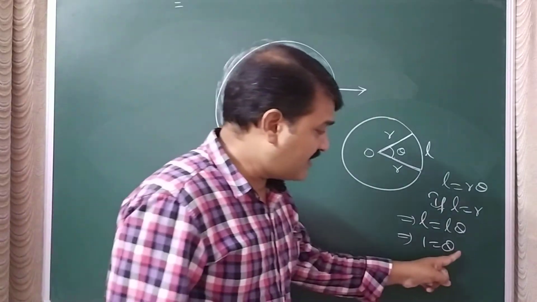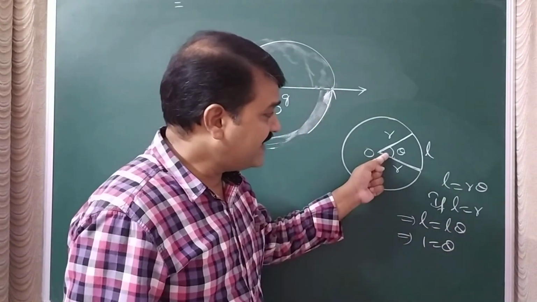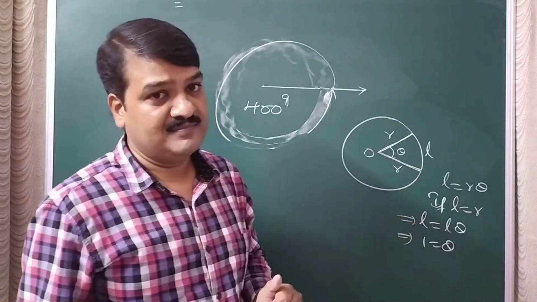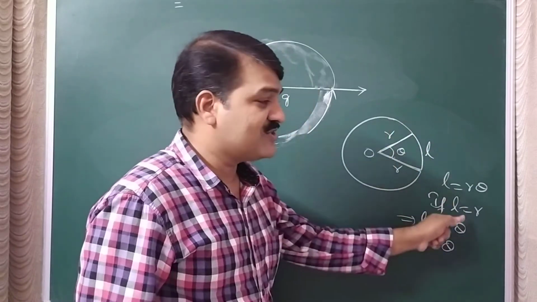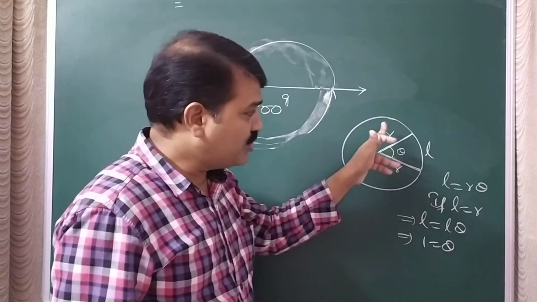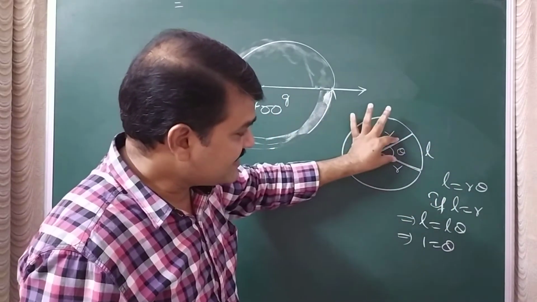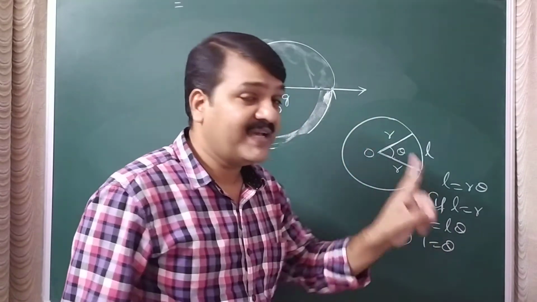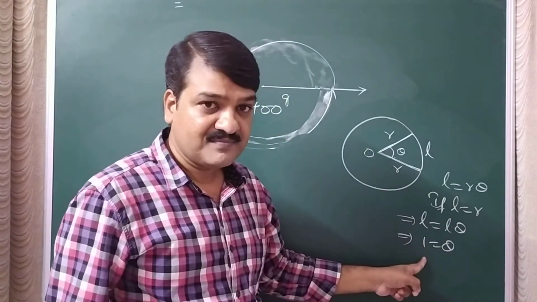So what is 1 radian? 1 radian is nothing but the angle subtended at the center of the circle when the length of the arc is equal to the radius of the circle. When the length of the arc is equal to the radius of the circle, whatever angle is subtended at the center of the circle is defined as 1 radian. So theta is 1 in this case.